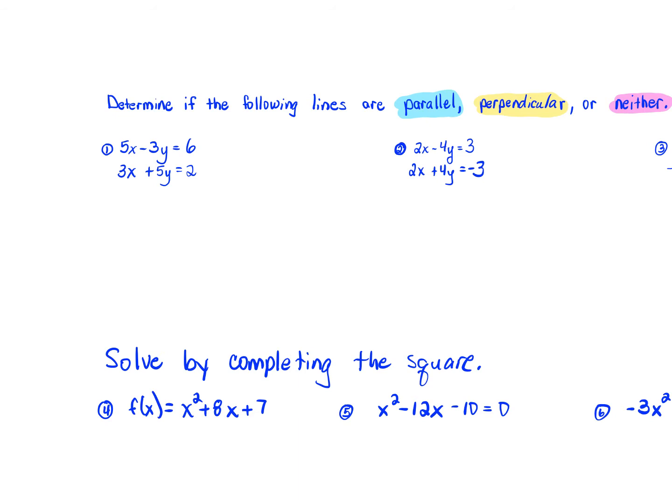Remember, if they're parallel, you have the same slope, same exact slope. Perpendicular, your slopes are opposite reciprocals, and then neither would be two different slopes. No correlation with them whatsoever.